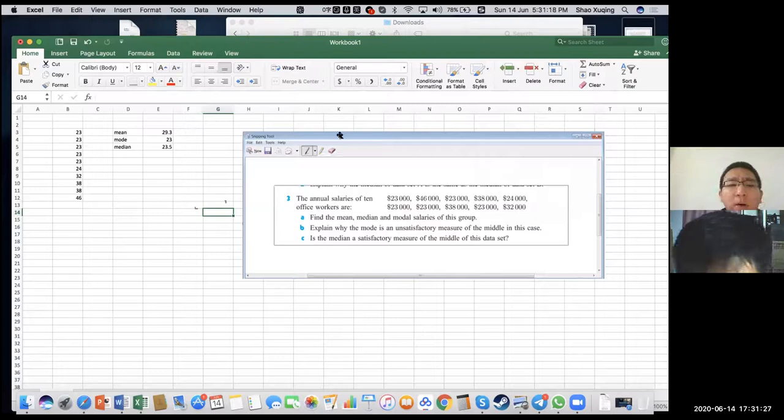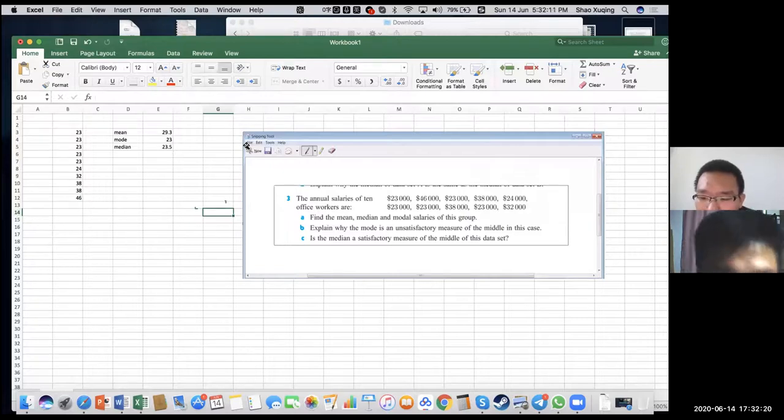Explain why the mode is an unsatisfactory measure of the middle in this case. Why? Because it's not the average. Because the mode is the lowest of the bunch. So to measure the middle in this case, the mode is then not satisfactory, because if you take the mode as the middle, clearly in this case, I think the mean is a better measure of the middle. Yeah. The median isn't a very good one, and the mode also isn't a very good one to measure the middle. All right.